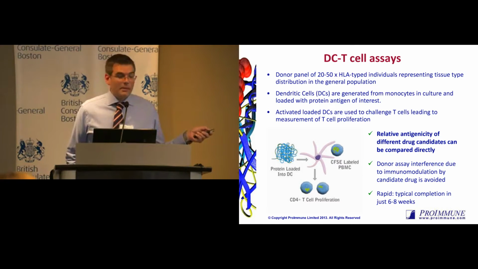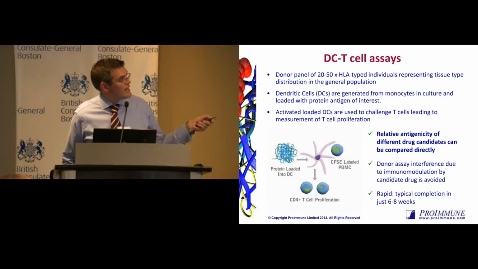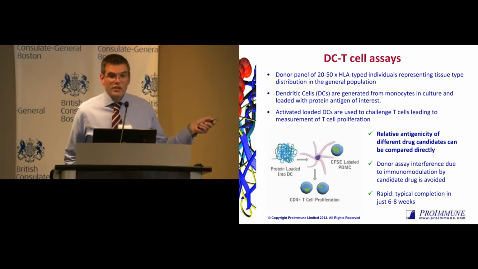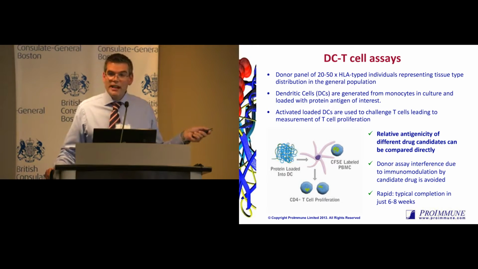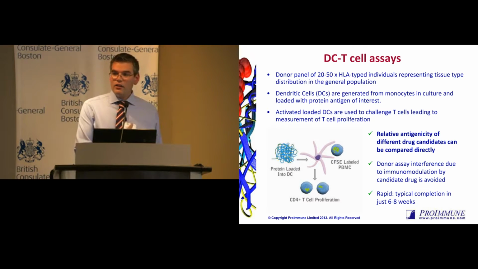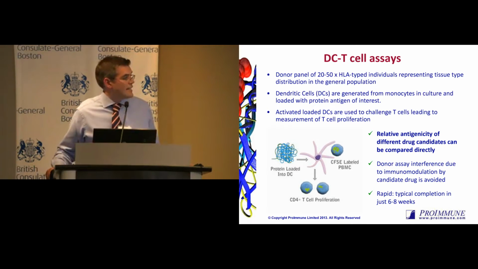So similarly to the other PBMC assays, we take a panel of between 20 and 50 donors. Our standard is 40, so we do 20, 40 or 50. Again, this typically represents a broad HLA distribution. We generate dendritic cells from monocytes in culture, and then we load with the protein antigen of interest. So these proteins are provided by our clients. They may be novel leads, they may be really comparing existing marketed drugs to novel leads. They may be biosimilar versus innovator molecule. So there can be lots of ways that you can really design this assay.